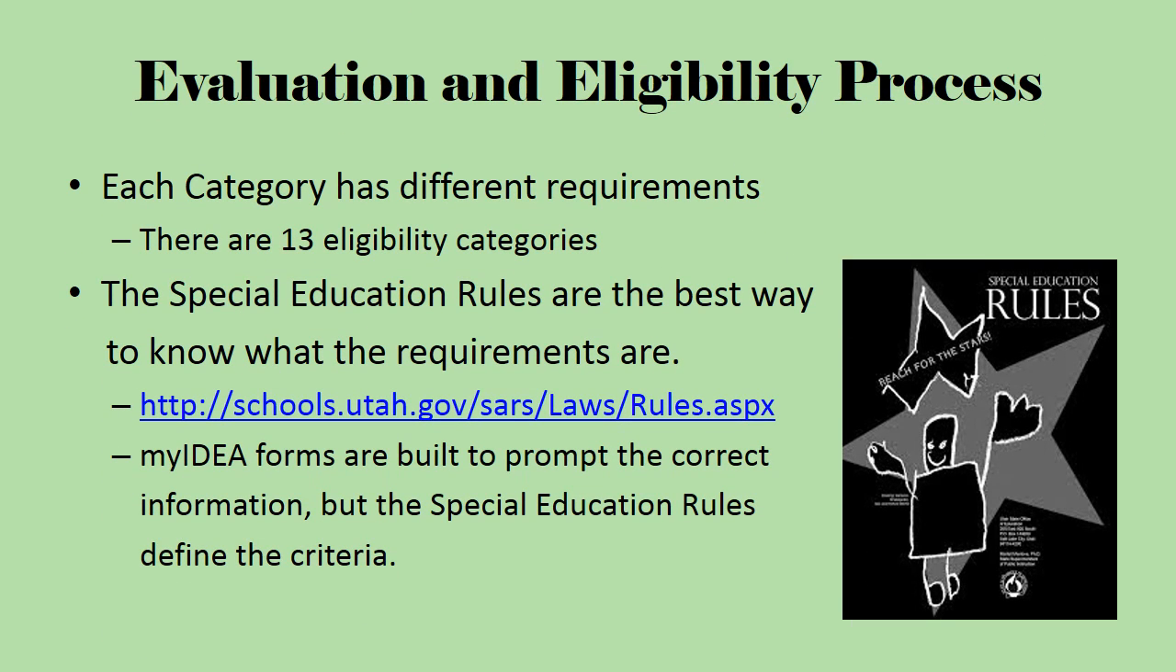Additional similarities include the necessary documentation for eligibility criteria. Each eligibility category has different requirements. There are 13 eligibility categories total. The special education rules are the best way to know what the requirements are. Those rules can be accessed through the USOE website. The My IDEA eligibility forms are built to prompt the correct information, but the special education rules define the specific criteria fully.